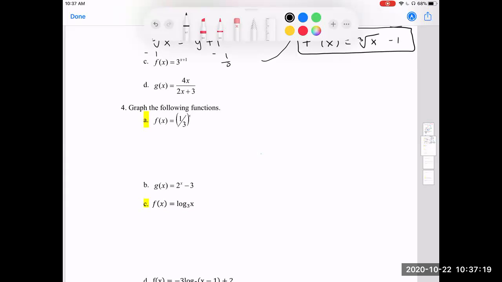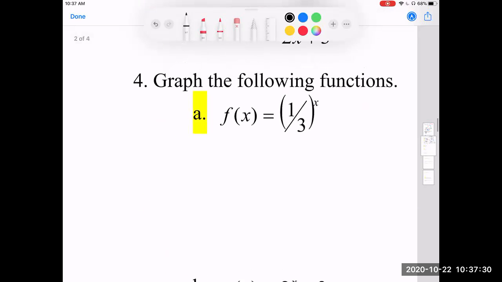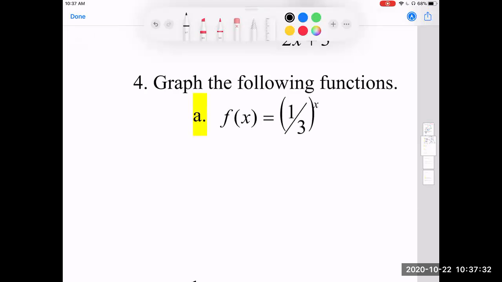For A, graph the following functions. Okay, so we want to graph this problem and we see that we have an exponential equation because our variable, x, is in the exponent's place. So we know that these logarithmic and exponential equations look like funny L's. That's how we think about it. They have an L shape to their graph.